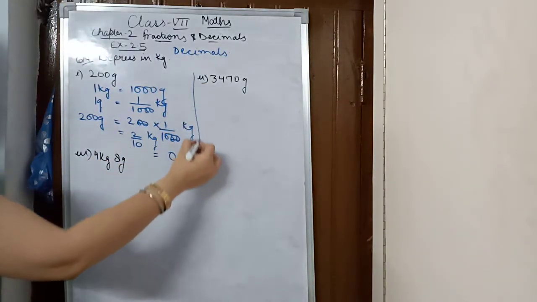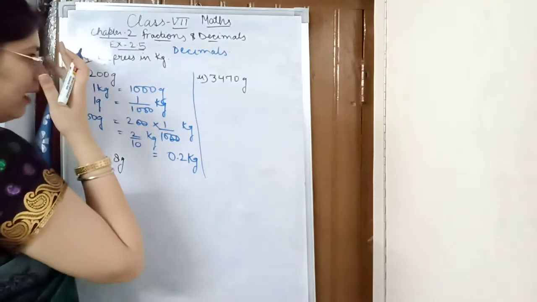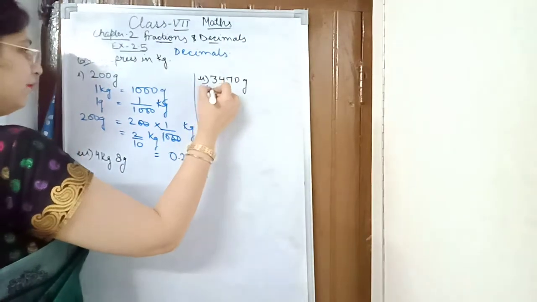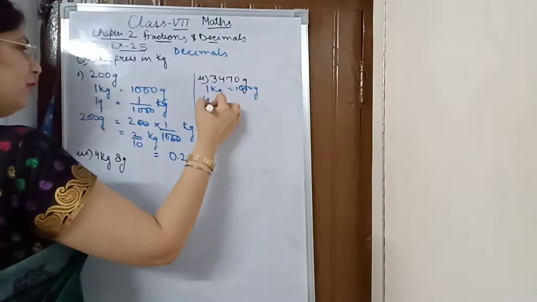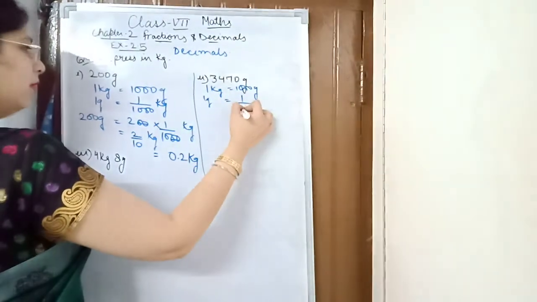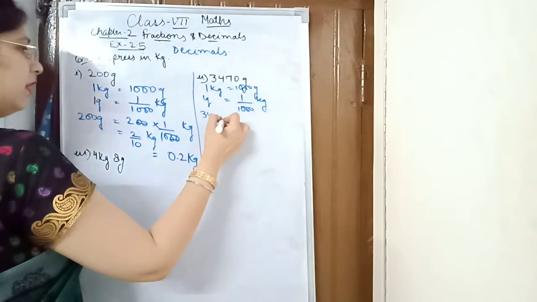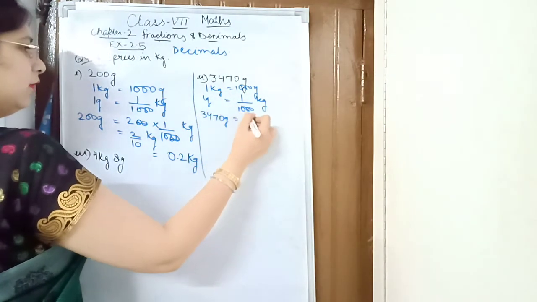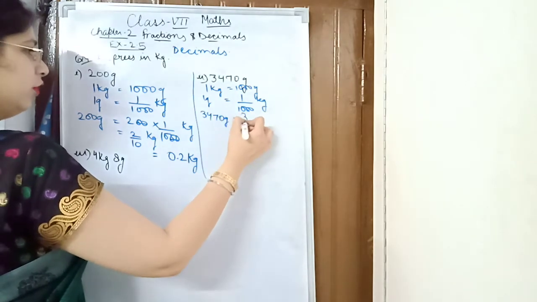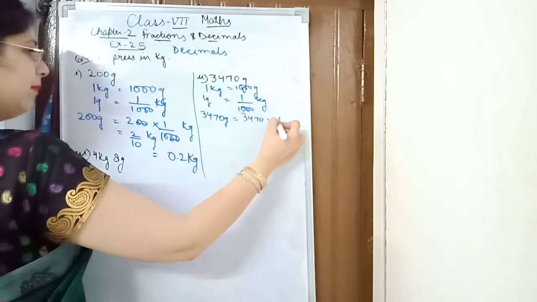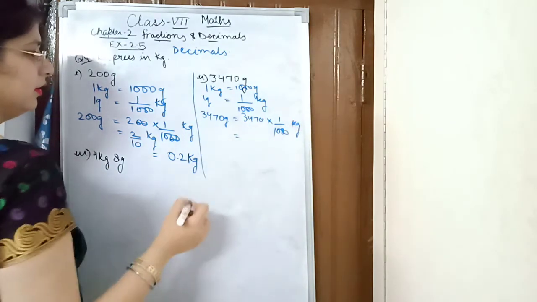Now come to the second part. The second part is 3470 grams. Again we will write 1 kg is equal to 1000 gram, and 1 gram will be equal to, in terms of kg, 1 upon 1000 kg. So we will convert 3470 gram into kilograms. 3470 multiplied by 1 upon 1000 kg. So what will you get?